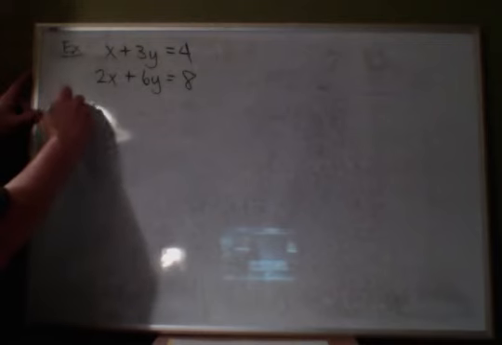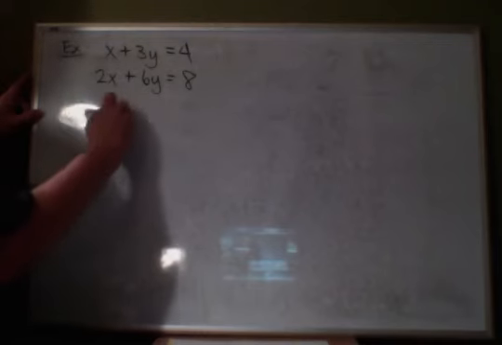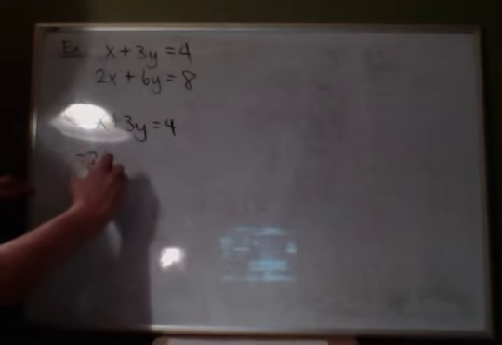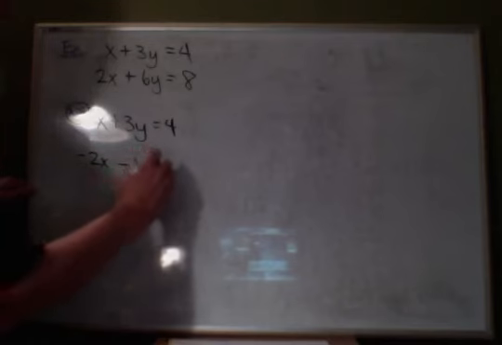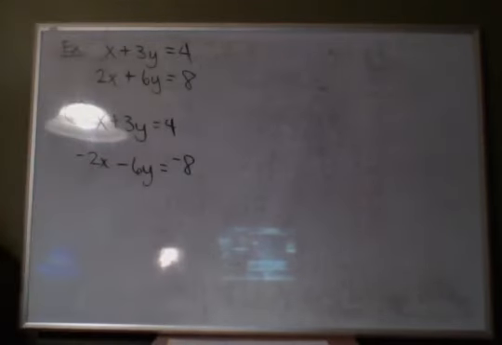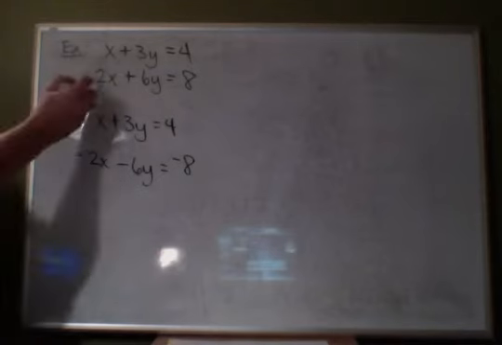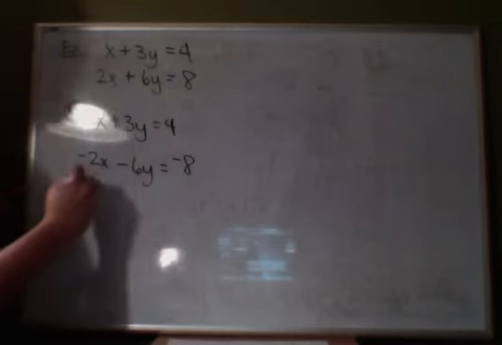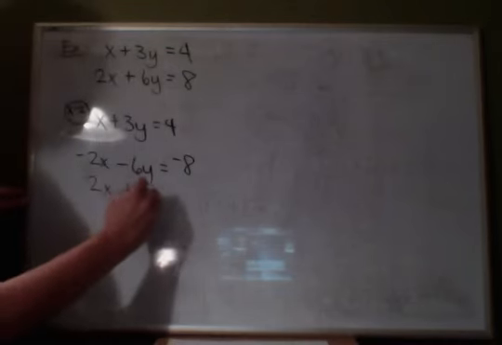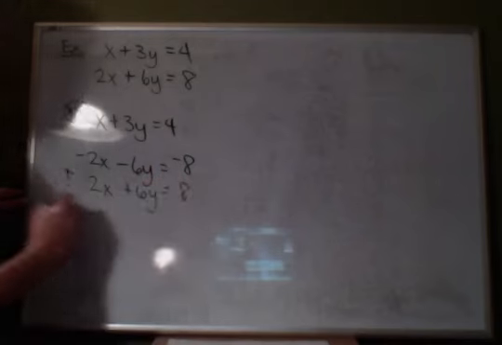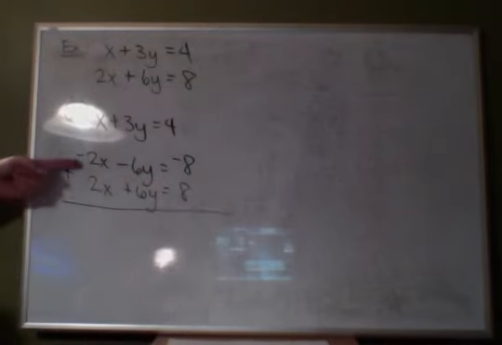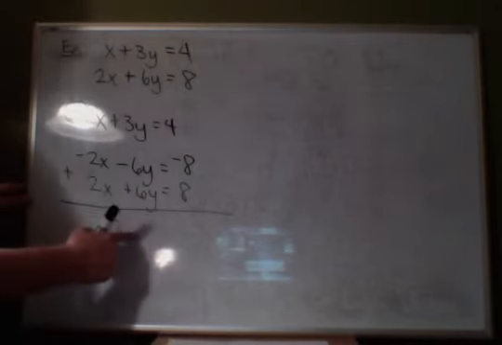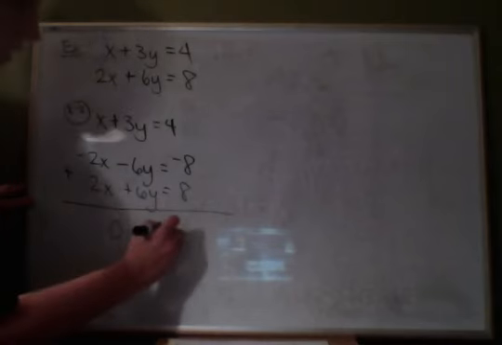So I'm going to multiply the first equation by negative 2. And when we do that, we get negative 2x minus 6y. Negative 2 times 4 is negative 8. And I'm going to take then my new equation, which was made from the first one, and I'm going to take the second equation now and write that below it, and we're going to add those two together. And what ends up happening here is that I get negative 2x plus 2x is 0, negative 6y plus 6y is 0, negative 8 plus 8 is 0.